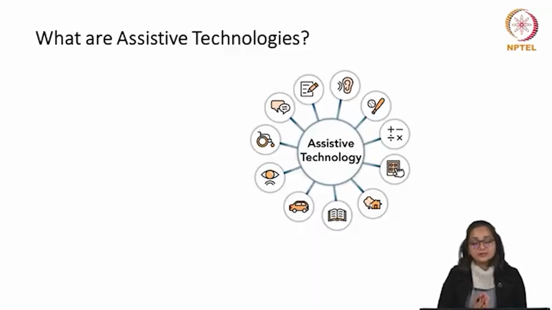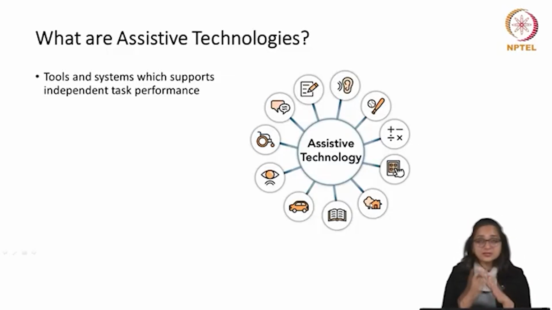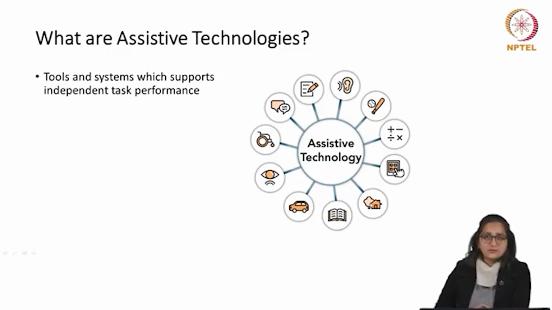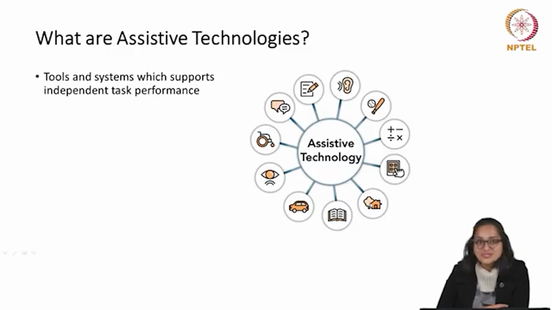So let us start with what assistive technologies are. They are primarily tools which support independent task performance. You should see that in the definition itself, there is no mention of disability or anything of that matter. In fact, most of us are using assistive technologies in our day-to-day life, which maybe you don't know. Our spectacles are also assistive technology. This also comes under the definition of assistive technology.